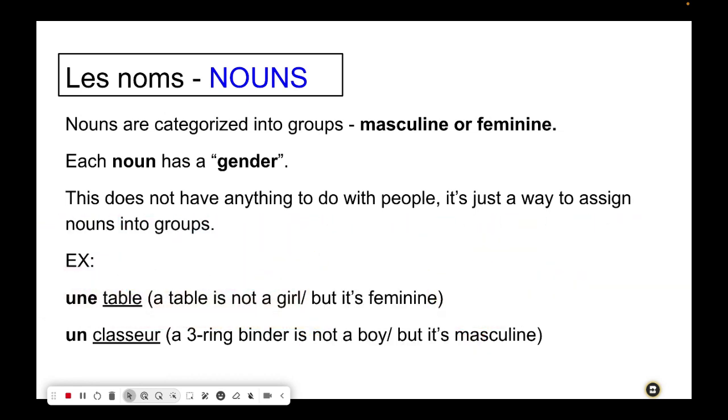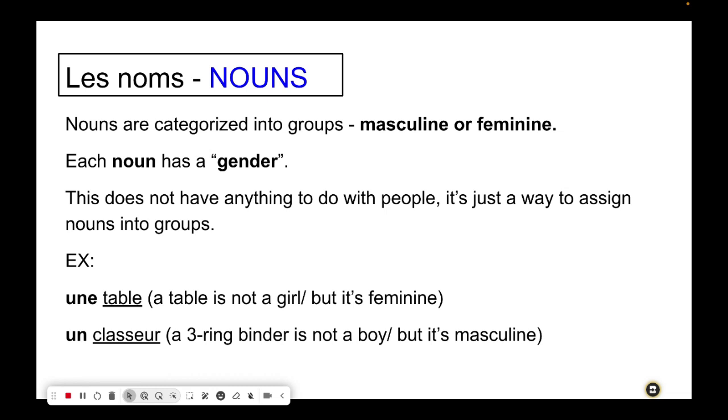Basically, when I say masculine and feminine nouns, it means that they have a gender. And when I say gender, it doesn't mean similar to people, where we have male and female. It's not that. What I want you to keep in mind is that nouns in French have a gender, and it's just to assign them to a group. It's the same in Spanish and other languages. As I said, English is different. We just have nouns. We don't have a gender when it comes to nouns.